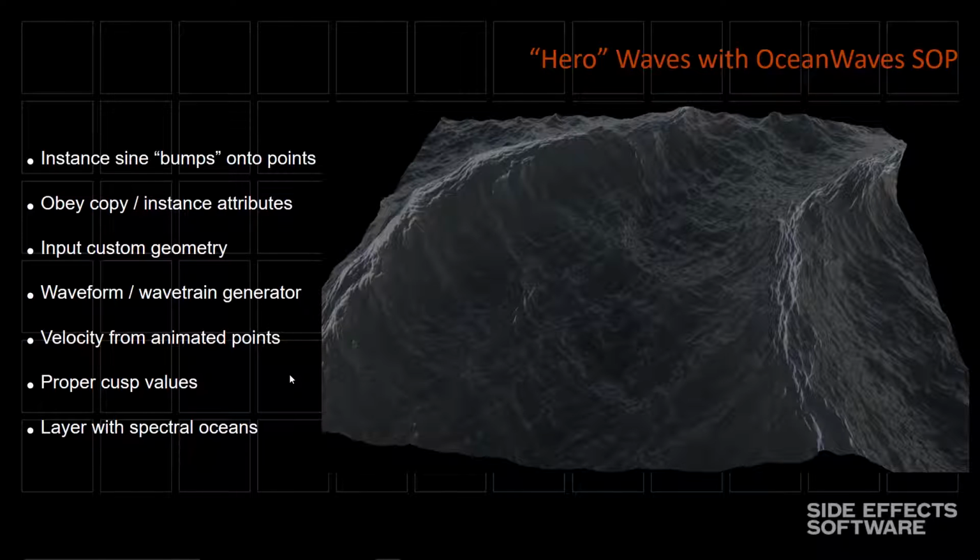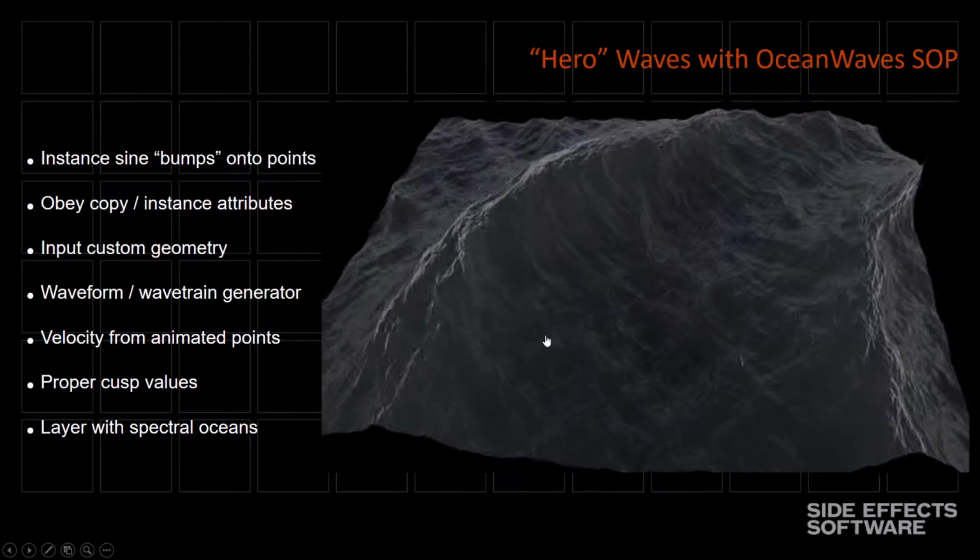So closely related to wave instancing is the Hero Waves feature in Houdini 16, which is created with the Ocean Waves SOP, which is a new SOP. The Ocean Wave SOP creates another ocean spectrum, a specialized ocean spectrum. In this case, it actually has spectral values of amplitudes of 0, but it has some attributes set to tell it to instance these sine wave bumps onto each point. And you can combine these points along, say, a curve, for example, to create a waveform, and then animate that over time, and that gives you sort of this hero wave look.